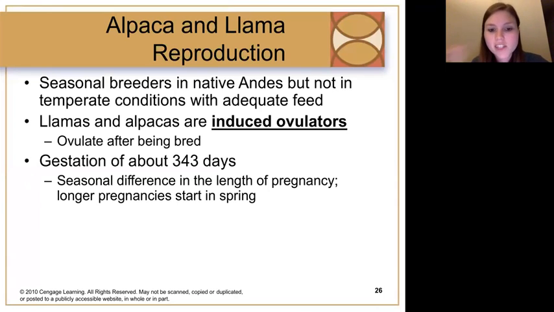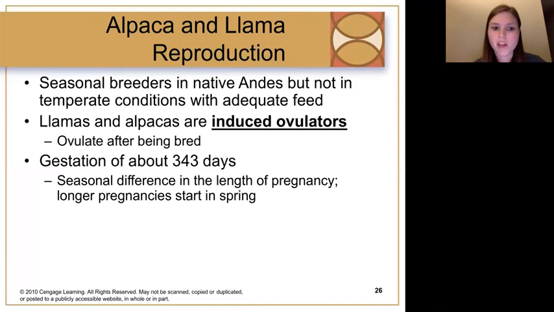They have a gestation of about 343 days, so almost a year, poor things. And there's seasonal difference in the length of the pregnancy. Pregnancies that start in the spring will actually last a little bit longer than pregnancies that start at different times of the year. So there's just a lot to consider when breeding alpacas and llamas because there are a lot of things that are really variable.